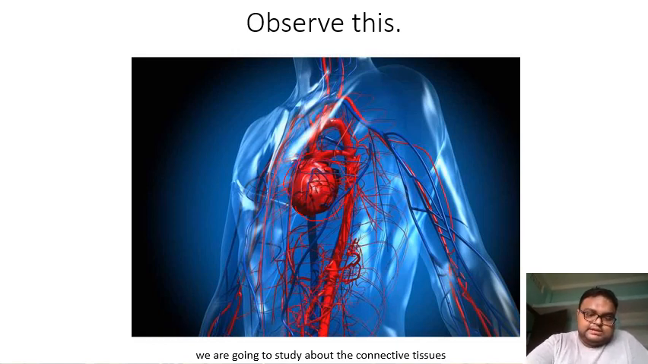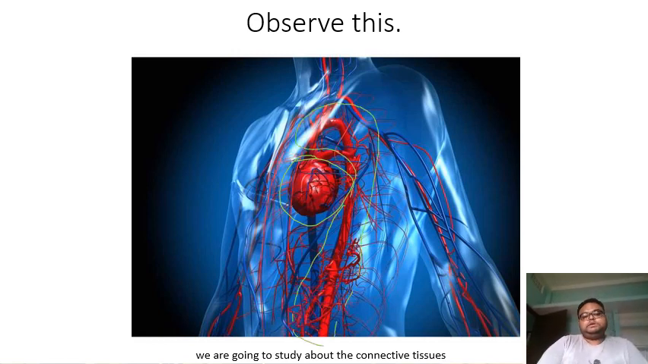Let me change the color of the ink. You can see the heart here. Very good. You can see these veins here, right? Very good, students. So the heart and the veins, all these are part of the circulatory system.